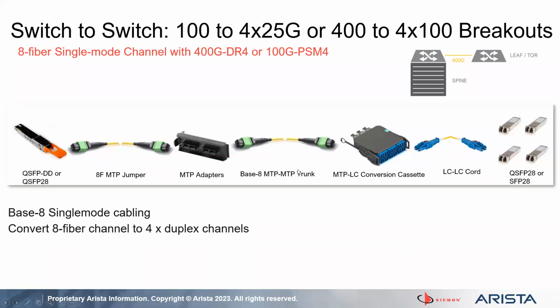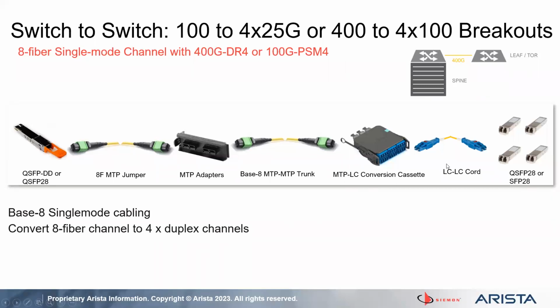And what that looks like: you still have the same backbone cabling in here. On the DD port side, let's say 400 gig, I've got my same 8 fiber jumper connecting into my backbone cabling. And on the other end, there are a lot of different names for this, conversion cassette, breakout cassette, but it basically goes from an MTP to an LC and still makes duplex channels out of that. So you've got an LC cord, and I'm going to plug that into, let's say, four different QSFP28s on the other end.